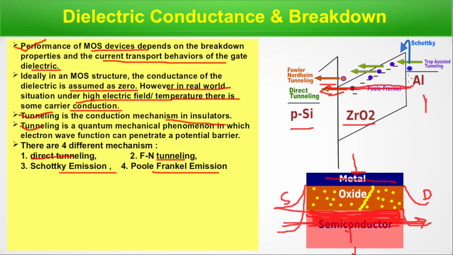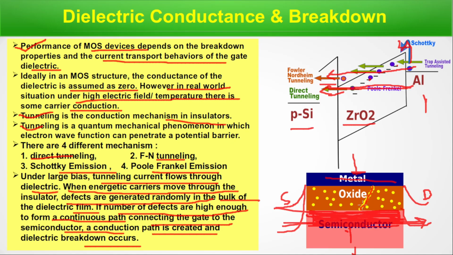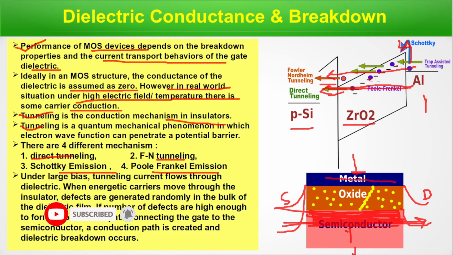In FN tunneling, it will come from here to there. It's not the total barrier, it's only partially covered. Schottky emission is that if there are some energy states, the electron will cross this barrier. It will come here, and from there it will move to this side. Then trap-assisted tunneling, or Poole-Frenkel: electrons move through defect states from this side to that side. So current is flowing. Under large bias, tunneling current flows through the dielectric.